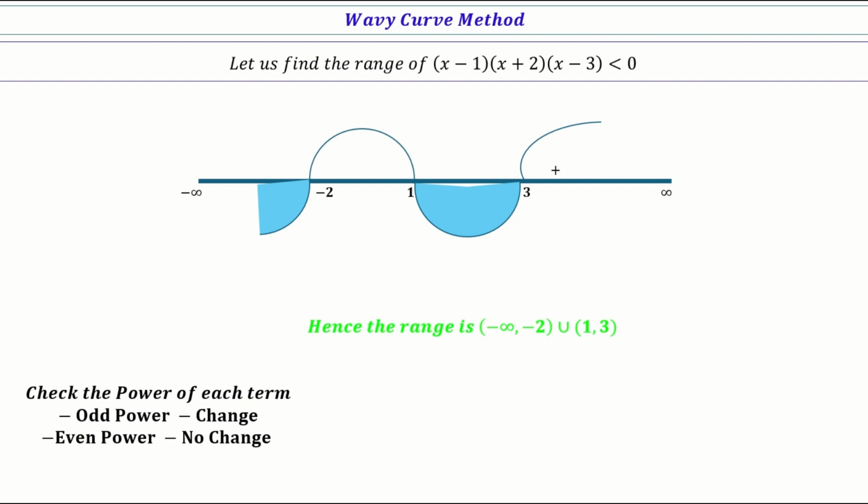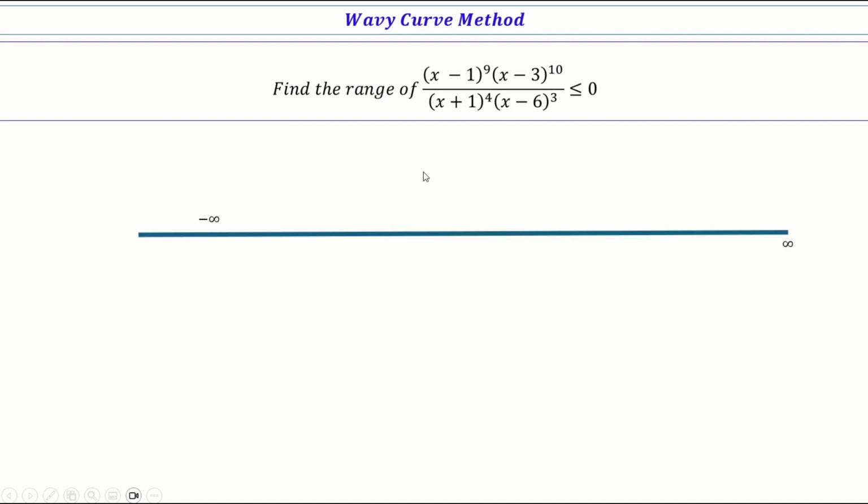So let's solve some more problems, then you will easily understand and you can correct all your mistakes. What you do first: solve the problem yourself, then check my explanation. Now let us apply this wavy curve method on a complex inequality, the one which we mentioned in the beginning. So (x minus 1) to the power of 9 into (x minus 3) to the power of 10, divided by (x plus 1) to the power of 4 into (x minus 6) to the power of 3, less than or equal to 0.